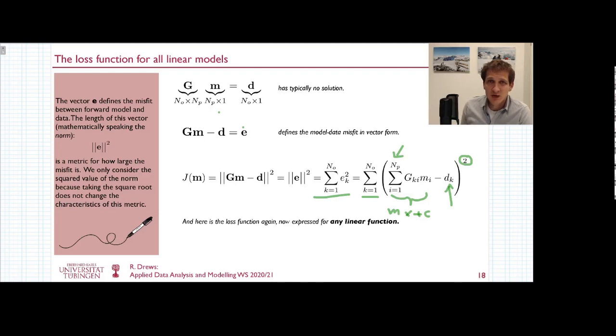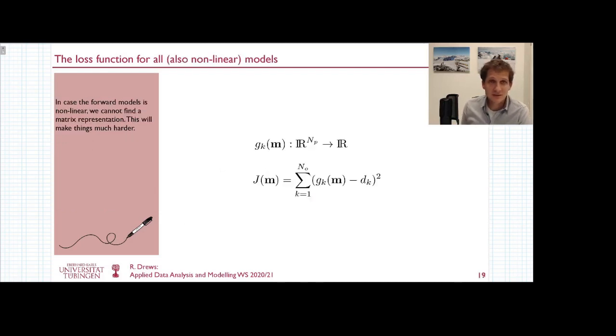But what if our forward model is not linear? Well, then we can still define the loss function, and in that case we just don't describe it with a matrix because we can't, it's a nonlinear forward model, but still we want the differences between the forward model and the observations to be small.